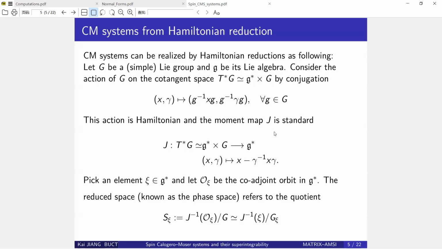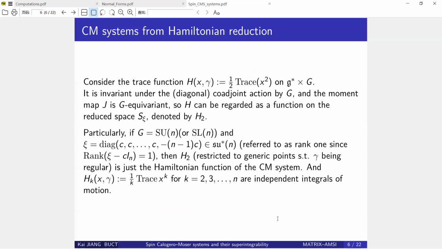The point is, if we pick an element in the dual of the Lie algebra and let O_C be the co-adjoint orbit in G star, then the reduced space is a quotient space like this. S_C is defined as the pre-image of this co-adjoint orbit, quotient by G. Of course, if we use the standard Hamiltonian reduction, it is the inverse image of this element quotient by its stabilizer. Here is the isotropy group, or the stabilizer group.